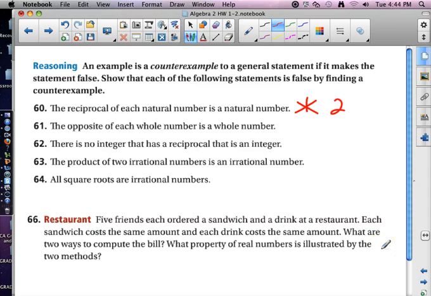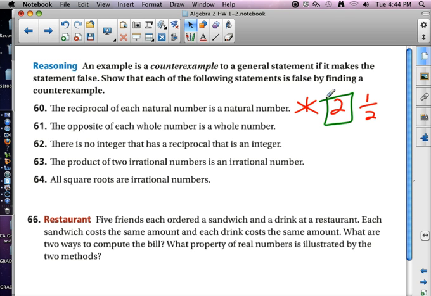If I take the reciprocal of 2, I'm going to get 1/2. That is not a natural number. So 2 would be a counterexample of the reciprocal of each natural number is a natural number. And again, that's because if you flip it over, you get 1/2, and 1/2 is not going to be a natural number.